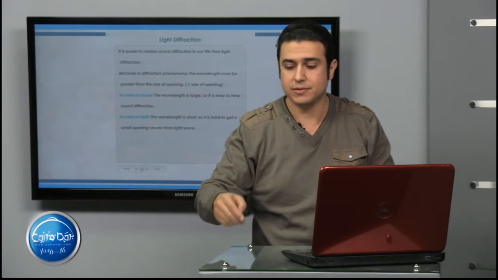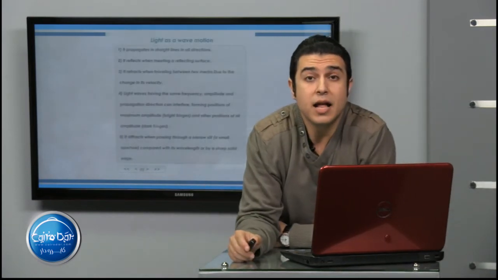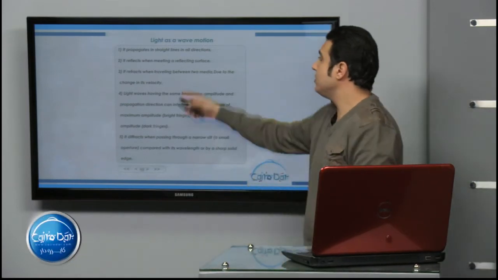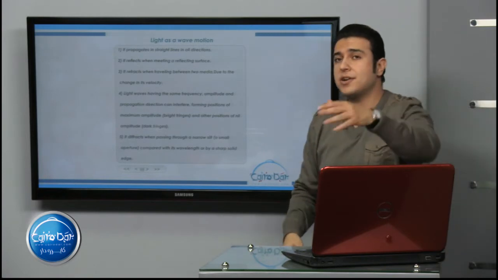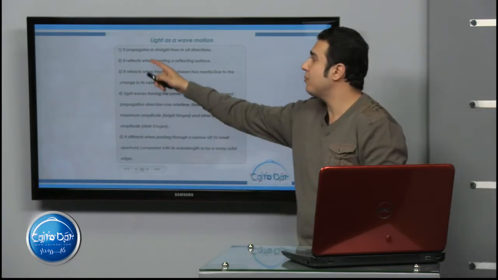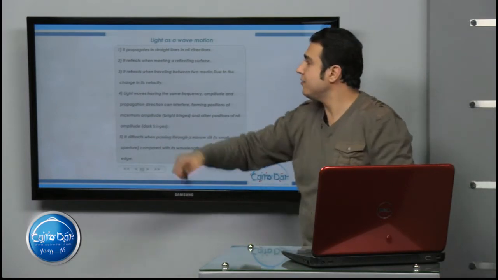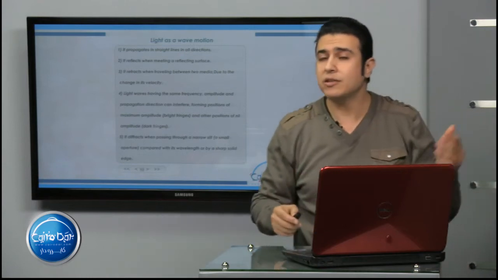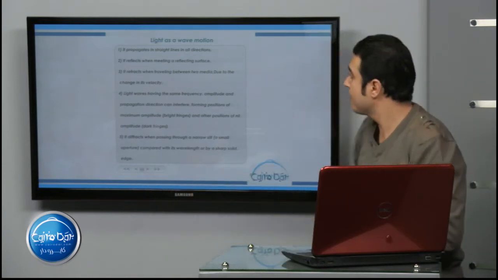That's for this point. After that, when I ask you about light as a wave motion, why? Due to the following properties. Of course, light propagates in straight lines in all directions in the same medium. Light reflects when meeting a reflecting surface. When light falls on a reflecting surface, what will happen to the light? Of course, light is reflected.